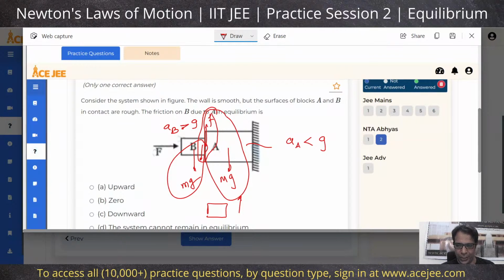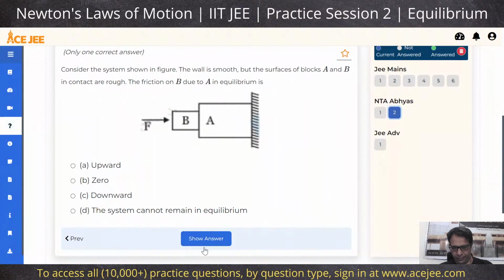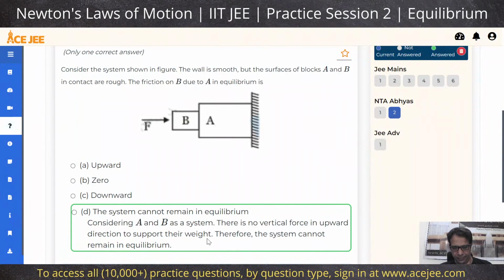Let's quickly check what is the answer that they have given. The frictional force will be zero as well. In any case, I will take the break here today and we'll resume the class tomorrow.